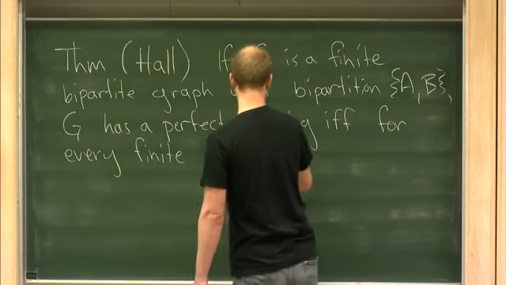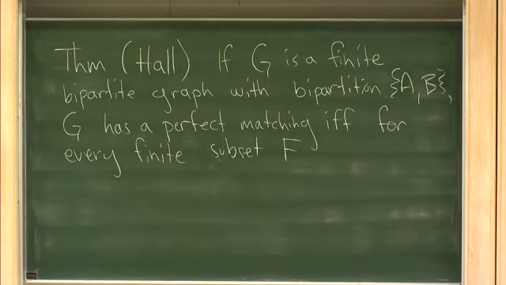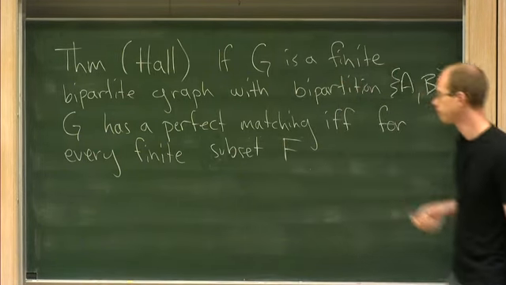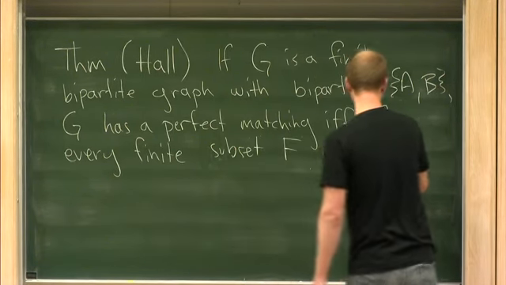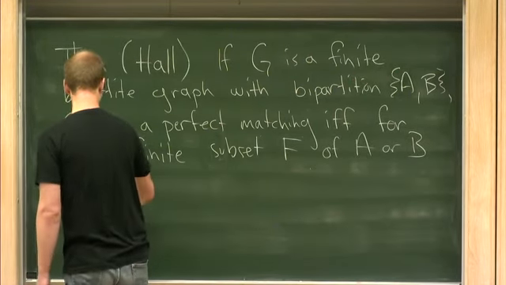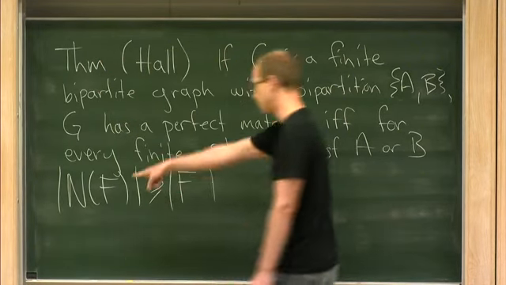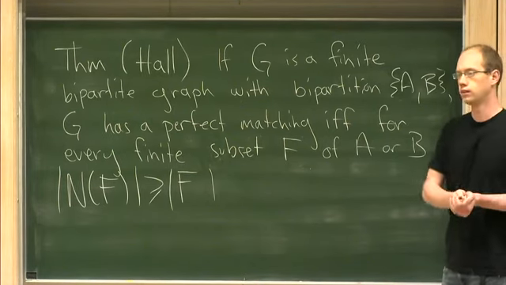it's fine. Everything's finite. But I'm about to generalize to locally finite graphs using a compactness argument, and F will remain finite, but the graph will become locally finite. So for every finite subset F of A or B, the set of neighbors of F is at least as large as F. So clearly this is a necessary condition if we're to have a bijection. Hall's theorem is that it's sufficient.